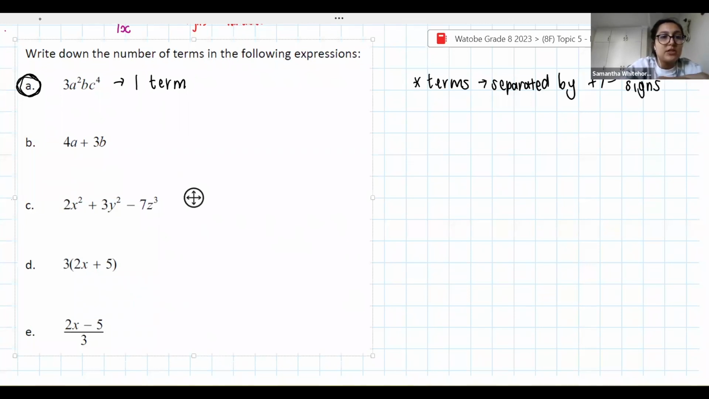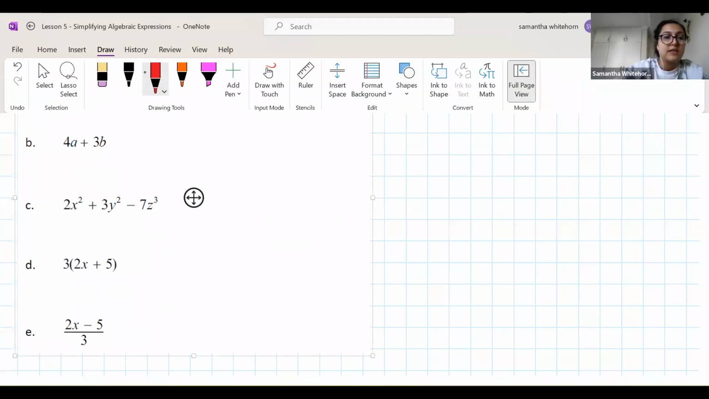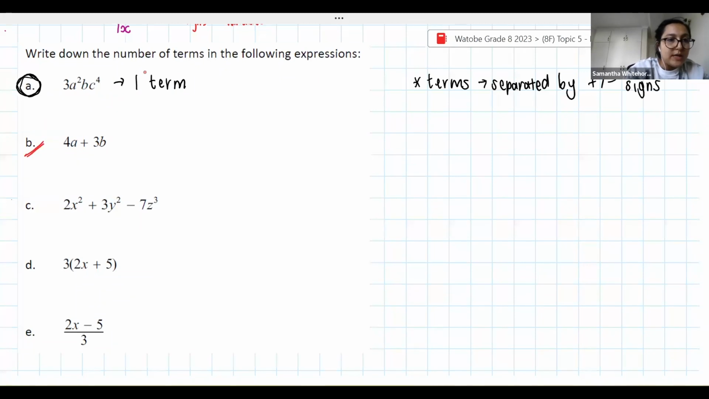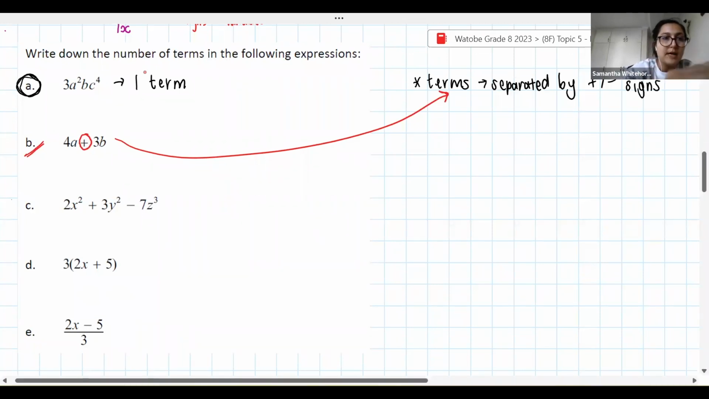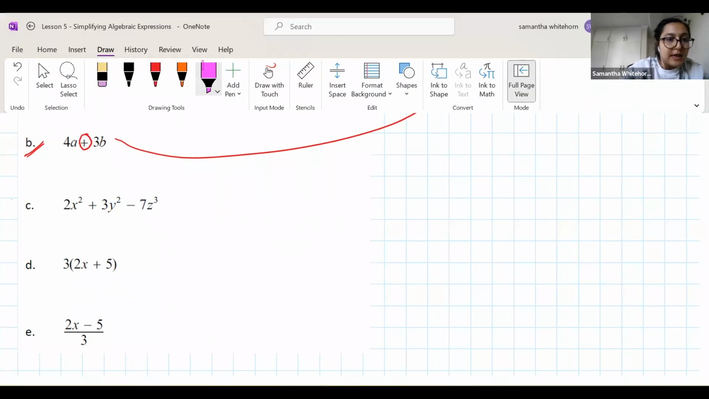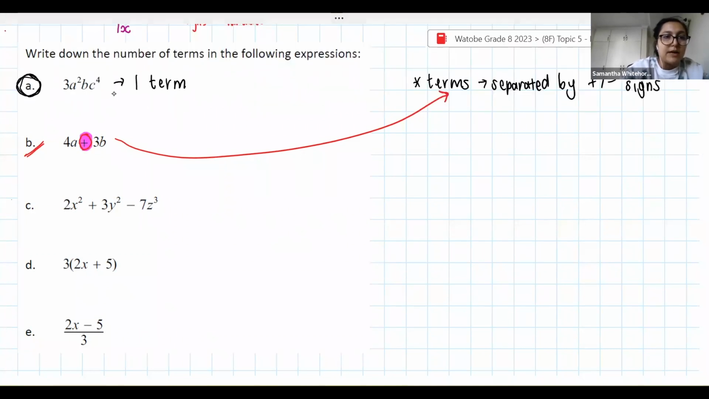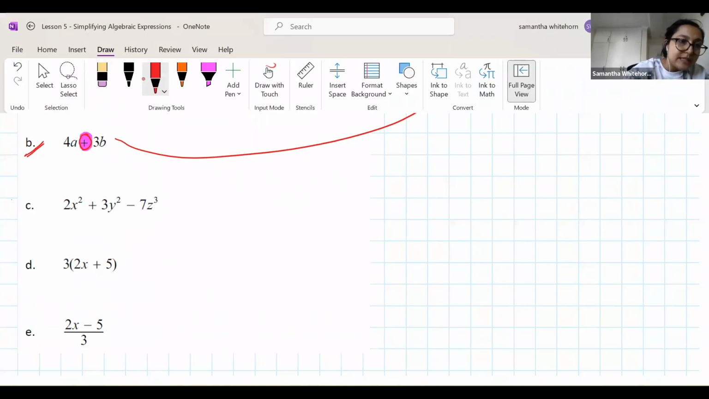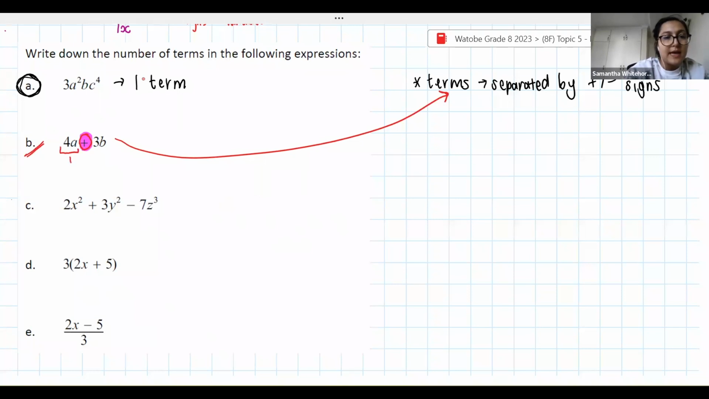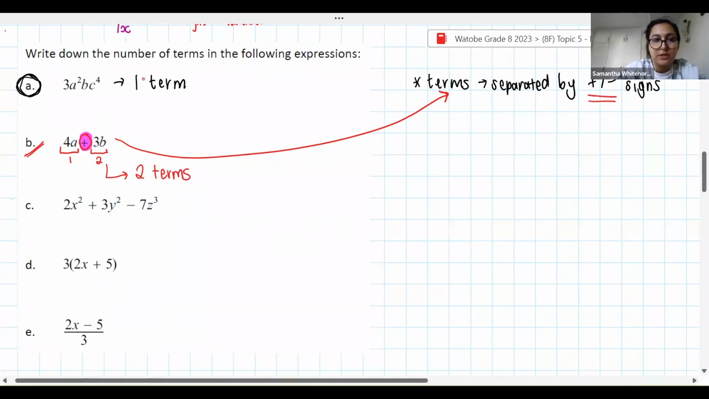If we now compare this to expression B, have a listen now. If we have a look at B, we can see that we've got a plus sign over here. Now, if we go back to our definition, terms are separated by plus or minus signs. So this plus sign is actually separating my two terms of the expression. It's telling me that I've got one term of 4a and a second term of positive 3b, which means that in this expression, I have got two terms because that plus sign is separating my terms.